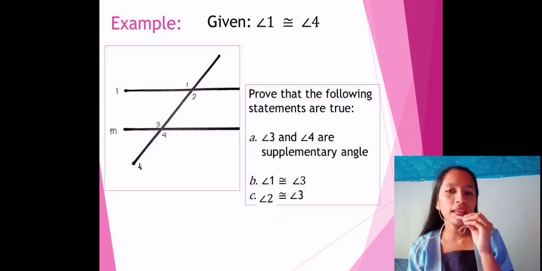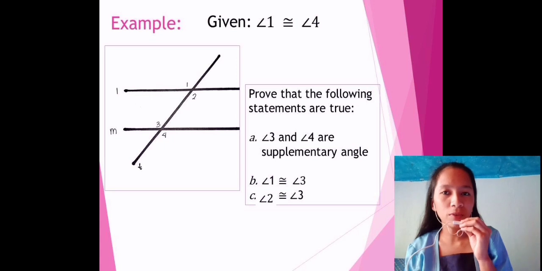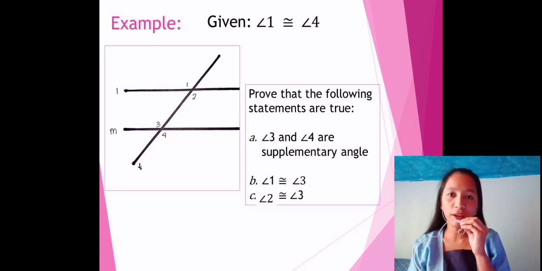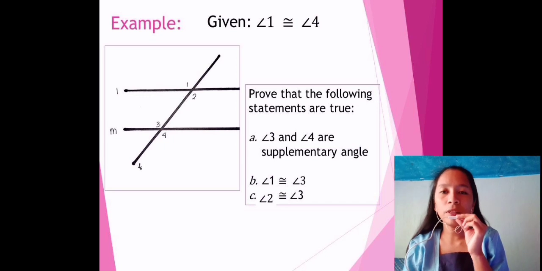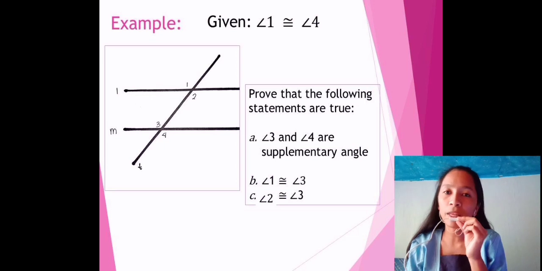Sa last given example natin, meron tayong given which is angle 1 is congruent to angle 4. Pag sinabi natin congruent, they have the same angle length. So, magkapareho sila ng measure ng angle. We must prove that the following statements are true. Letter A, angle 3 and angle 4 are supplementary angles. Kapag sabing supplementary angle, dapat yung angle 3 and angle 4, kapag pinag-plus mo yung measurement ng kanilang angle, magiging siyang 180 degrees. So, yun yung supplementary angle.